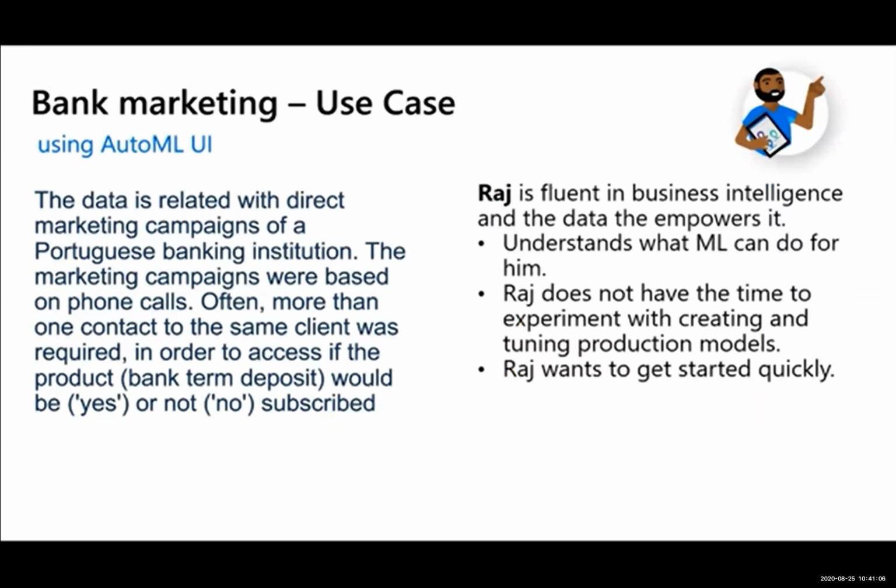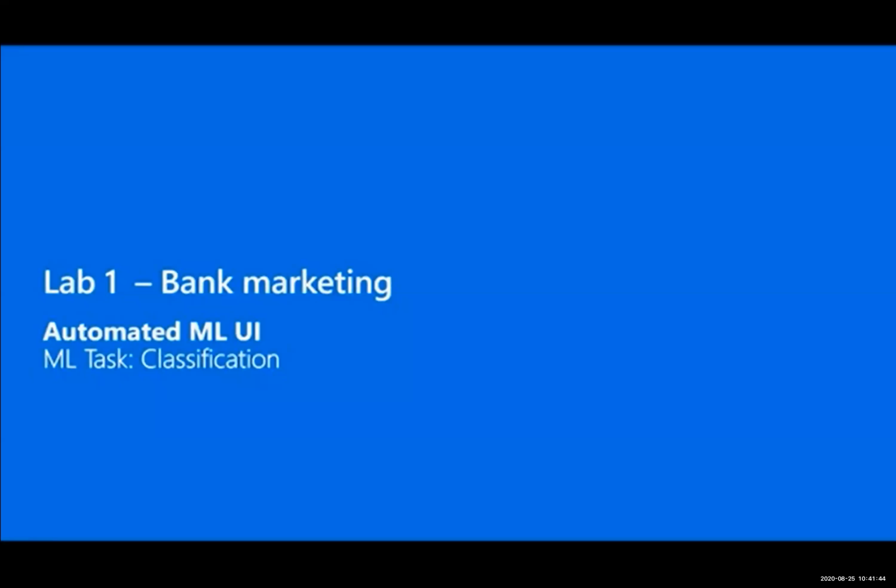The data that he has is related with direct marketing campaigns of a Portuguese banking institution. The marketing campaigns were based on phone calls, often more than one contact to the same client, in order to assess if the product, which here is the bank term deposit, would be a yes or a no. That is stored in the Y column. Now we want to see how we can make a model based on this data and use it to predict the answer to the question, will this client be getting a deposit? Let's see how we can help Raj do that in the bank marketing automated ML UI lab.